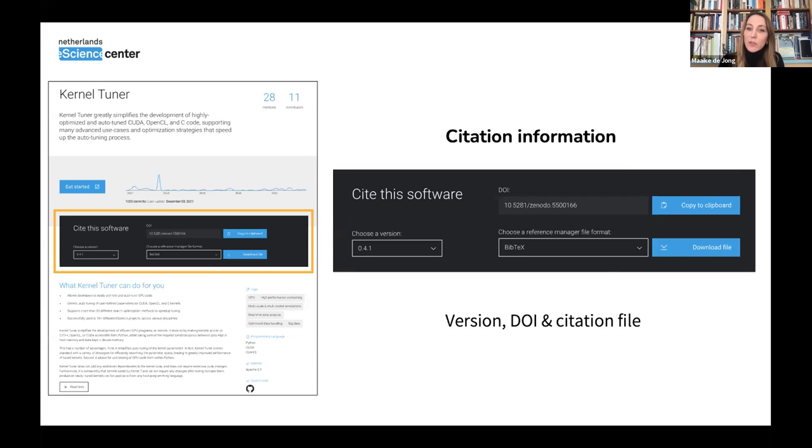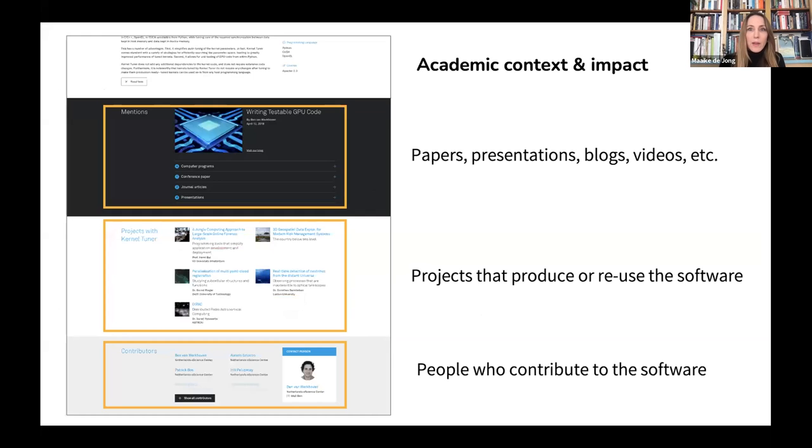You can get citation information for a specific version, you get a DOI citation file. So it really promotes reuse and reproducibility as well. It also gives quite a bit of academic context, and it shows the impact of the software. For example, it links to any associated papers, presentations, blogs, videos, etc. It shows you the projects in which it has been developed or reused, and also the people who contributed to the software.